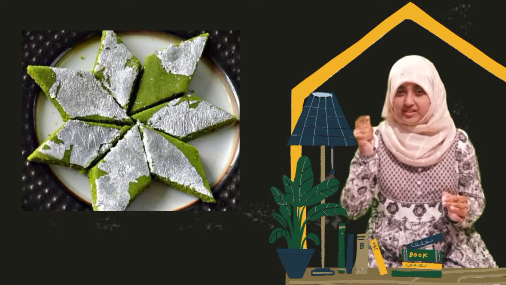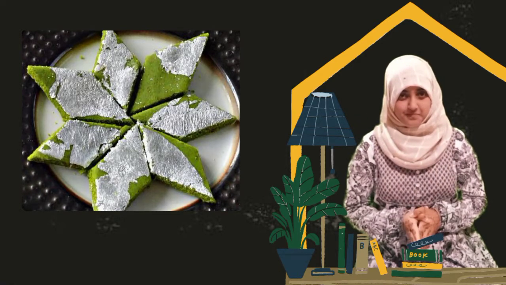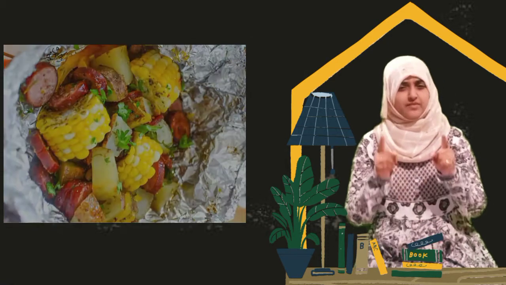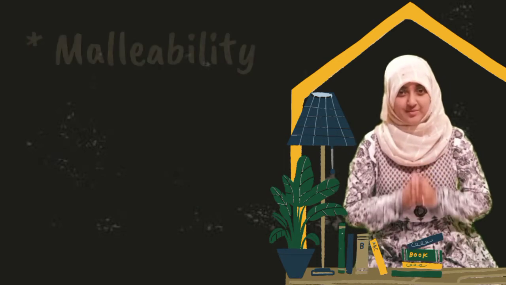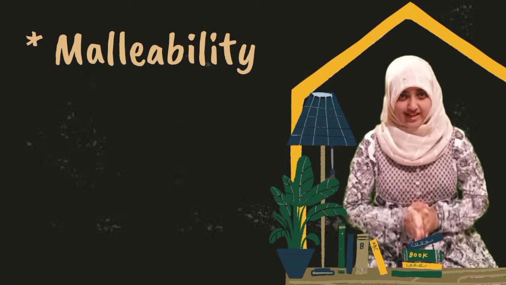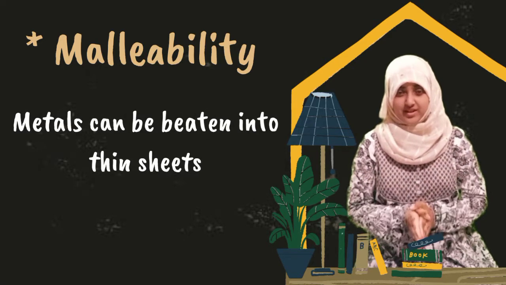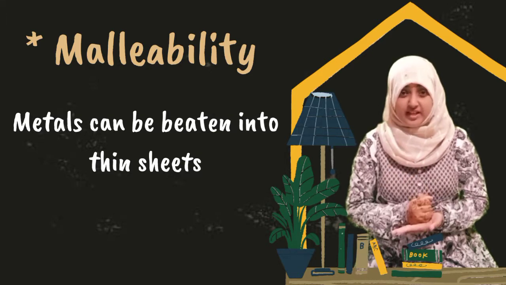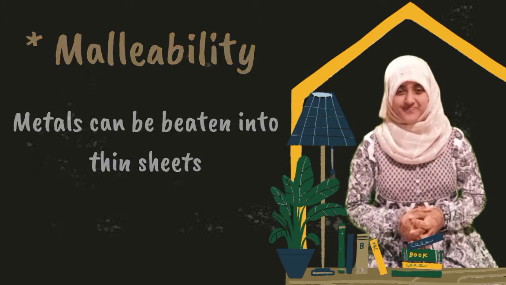Next, we have all seen that pretty silver lining or the silver foil coating on certain sweets. And we have also seen the aluminium foil in which we wrap the food. And we are already aware that these silver and aluminium are metals. So metals show this amazing property of being beaten into thin sheets, which is nothing but malleability. So this is the next property of metals, which says that metals are malleable, which means they can be beaten into thin sheets.